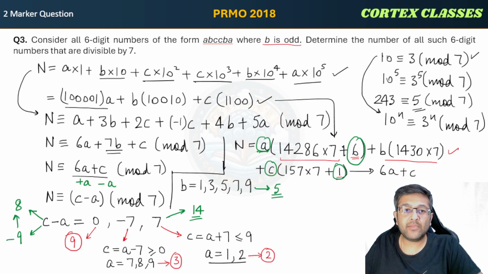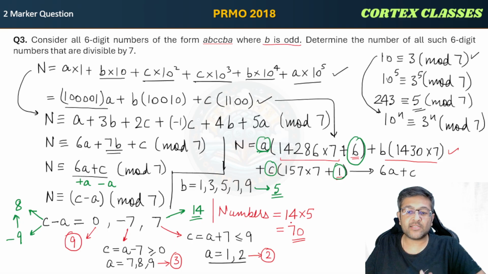So the total number of such numbers will be 14 into 5, right? There are 14 ordered pairs of A and C, and there are 5 possible values of B. Since they are independent, we can multiply them to calculate the total number of numbers, as many such numbers as you can form. Okay, so 14 into 5 is 70. So this is more of number theory and a bit of combinatorics mixed, but the major portion was number theory, right? So 70 is the final answer, guys. There are 70 such numbers that you can form under the given criteria.